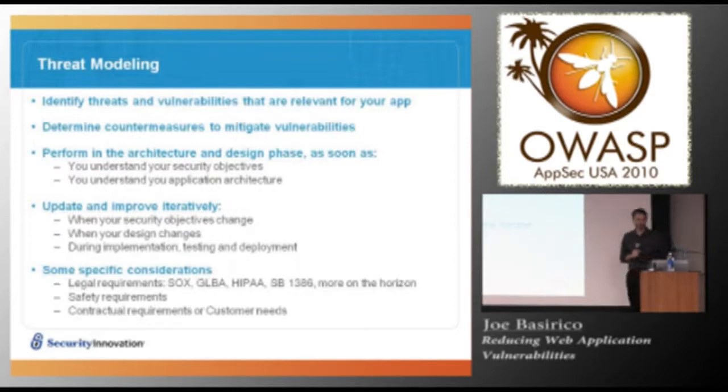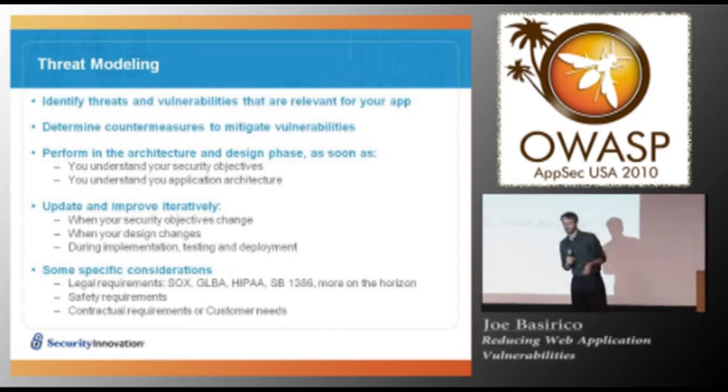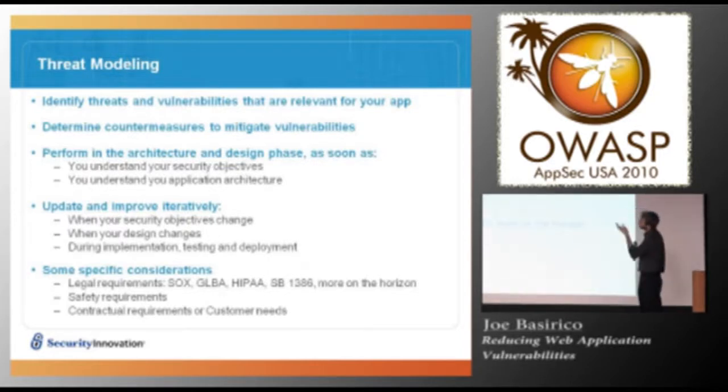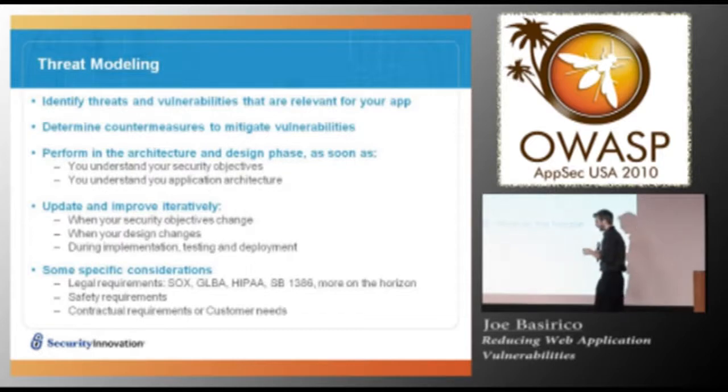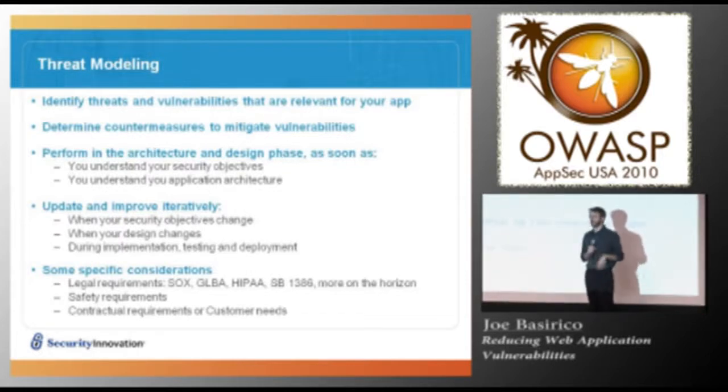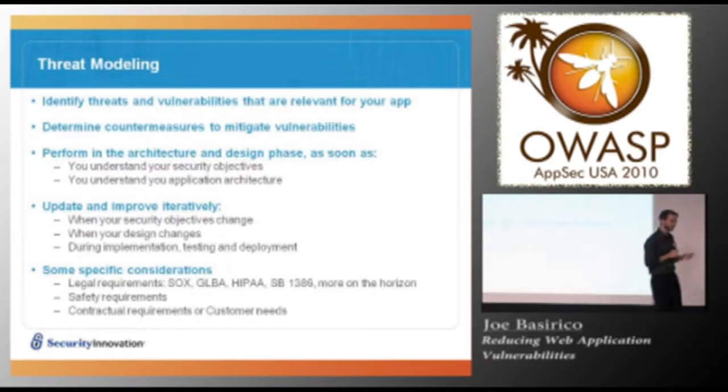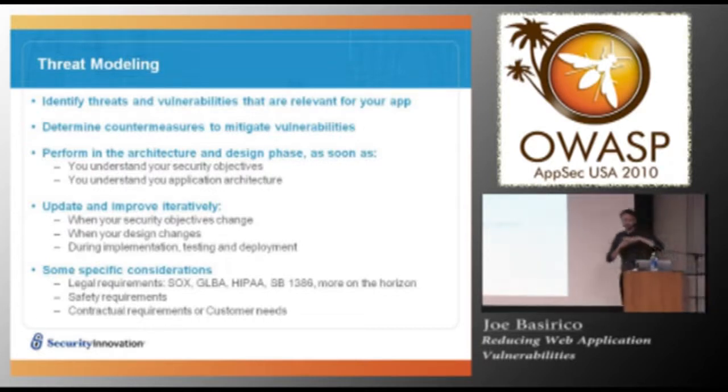Then we're going to think about determining countermeasures. How can we mitigate those vulnerabilities? So maybe a threat is that an attacker steals some user's credentials, right? And how can we mitigate that vulnerability? Well, maybe adding SSL or fixing SQL injection vulnerabilities and things like that. The next step is to do an architecture and design review process so we can understand security objectives, understand our application architecture, those kinds of things, and then we can react to the system in that way.